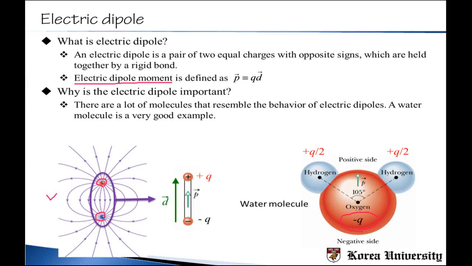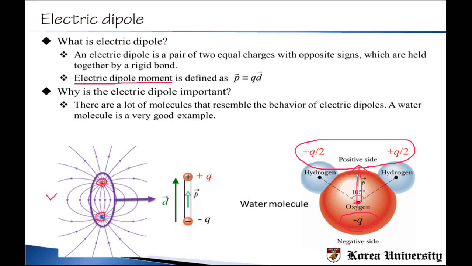So effectively, it's plus Q along the side of the hydrogen, and it's minus Q along the side of the oxygen. So as a result, it behaves exactly like we have described. It becomes an electric dipole.